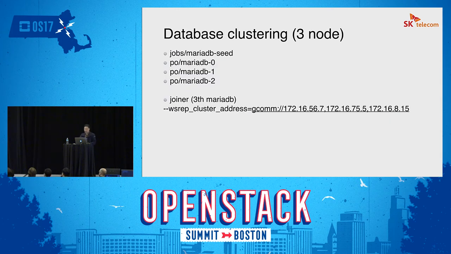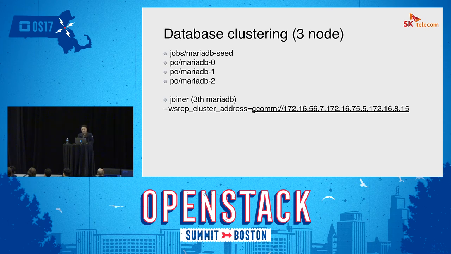So basically, we use a Galera cluster for MariaDB HA. The first time, we create a job called MariaDB seed. This job runs a MariaDB Galera pod and does the initial setting to configure the Galera cluster. Then it runs another MariaDB Galera pod, and dynamically configures and joins it into the cluster. So first the MariaDB seed, and second MariaDB 0, 1, 2 run sequentially. Once all three MariaDB pods are set up successfully, the MariaDB seed job finishes, so we can no longer see the MariaDB seed pod.